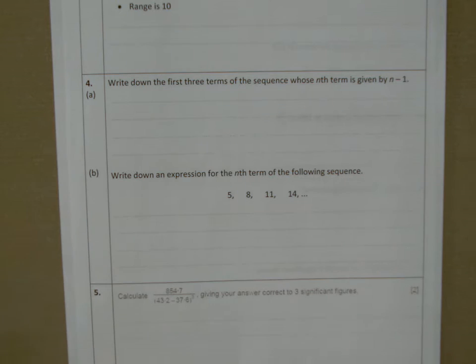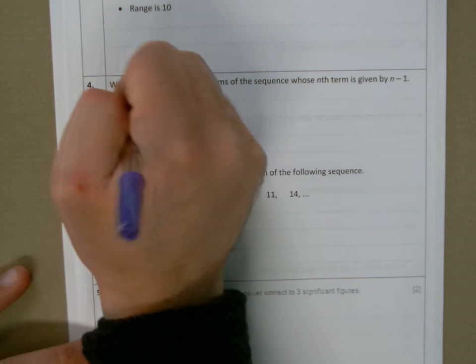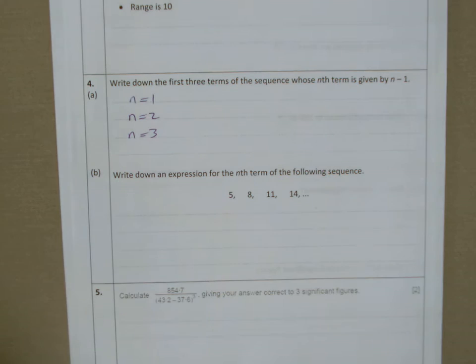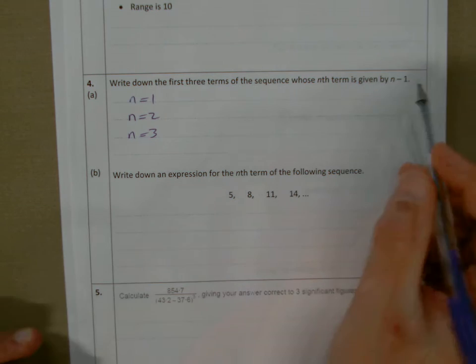4. Write down the first three terms of the sequence whose nth term is given by n minus 1. Now remember, n represents the counting numbers, okay? So if they want the first three terms, n is equal to 1, n is equal to 2, n is equal to 3. And we'll work out what the nth term gives us here.